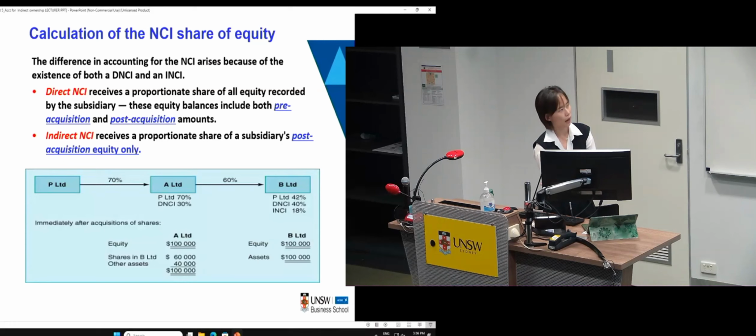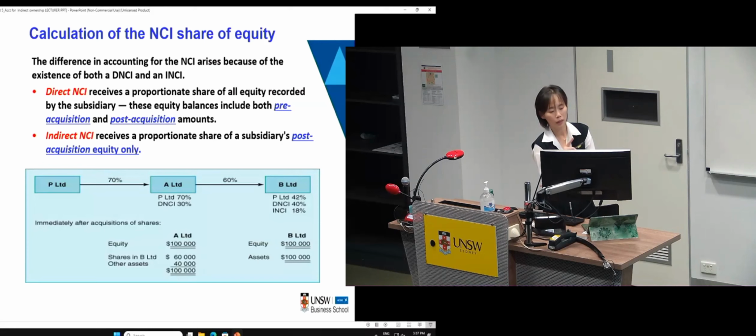Now, in this example, we are assuming this is on acquisition day, okay? So P acquires 70% interest in A, and at the same time, A acquired 60% interest in B, okay? Now, you can see there's a DNCI in A that is 30%, and on the acquisition day, at the same time, A acquired 60% interest in B, right? So you can see on that day, one of A's assets here is shares in B.